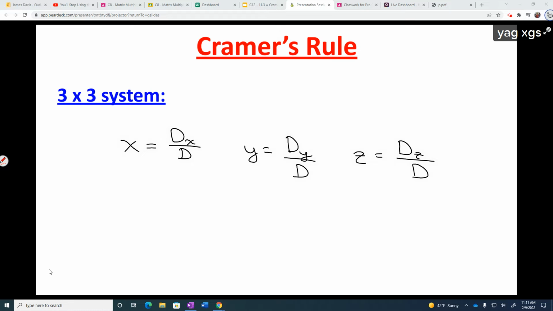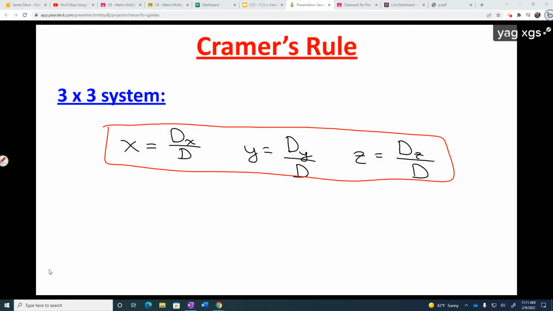All right, so this next rule we're going to write for a 3 by 3 Cramer's rule. So just like before, when we do d sub x, we just replace the x column with whatever the answers were. D sub y, you just replace the y column. But now we're just going to replace the z column with whatever the answers are.